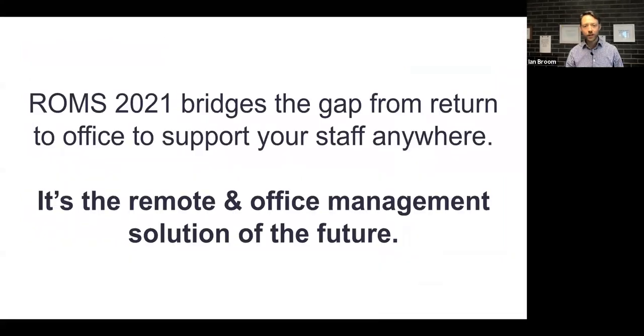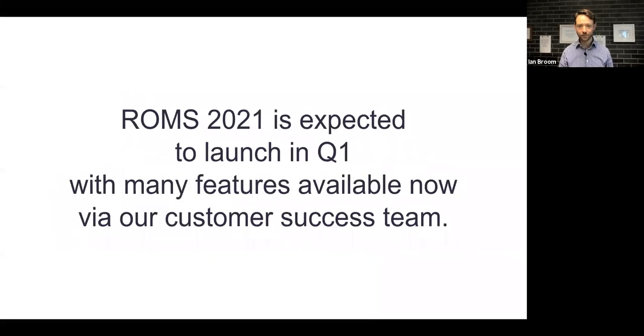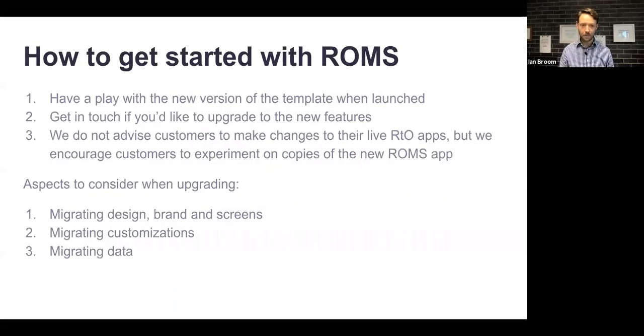So ROMS 2021 bridges the gap from return to office to support your staff wherever they are. It's the remote and office management solution of the future, and we're very excited to be talking and sharing it with you today. ROMS 2021 is expected to launch in Q1 2021, with many features available now via our customer success team. So if you're excited to try any of the features in isolation before they're built into ROMS next year, get in touch with us now.